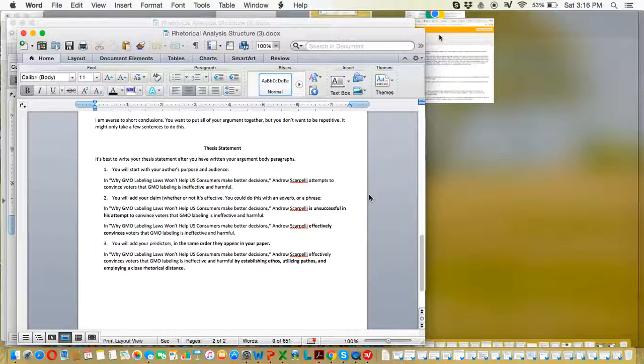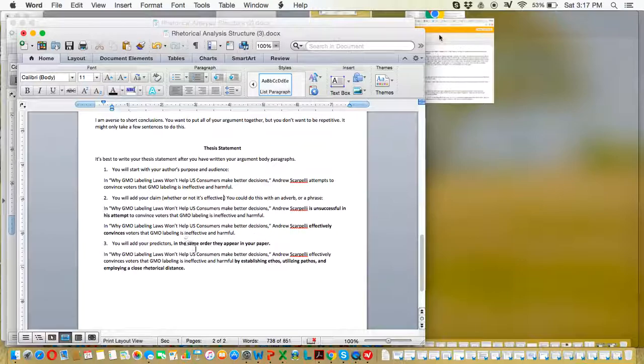You can do this with an adverb or a phrase. So here we have the exact same thesis statement, but we say instead "is unsuccessful in his attempt." So this is how you can add your claim in, or you can even just add it as an adverb, "effectively convinces." So you throw that in there, right? It doesn't have to be that long. You don't have to add "and he is effective." You can play with the different parts.